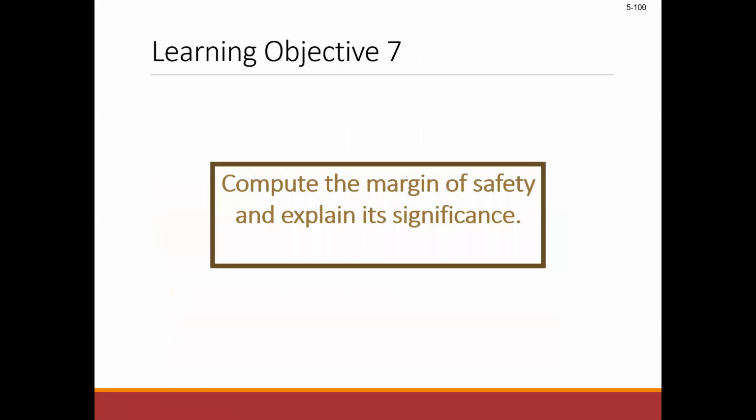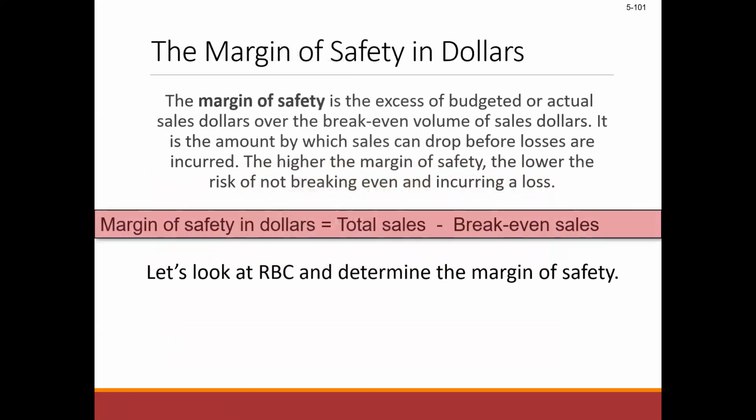Now, margin of safety. What is that? It's the excess of budgeted or actual sales dollars over a break-even volume. It's the amount by which sales can drop before we get losses. The higher the margin of safety, the lower the risk. So let's look at RBC and figure out their margin of safety.